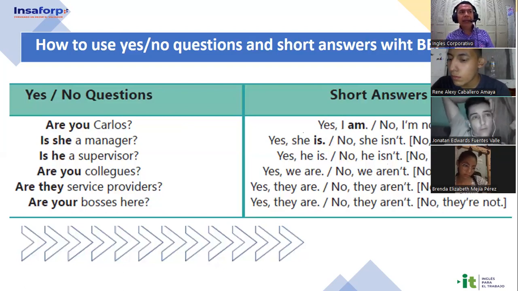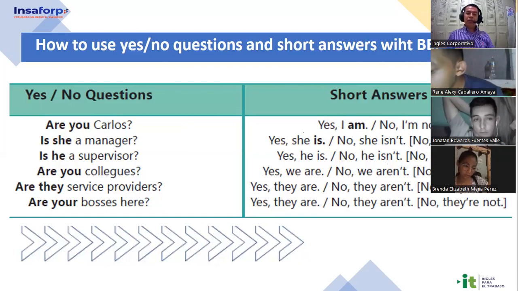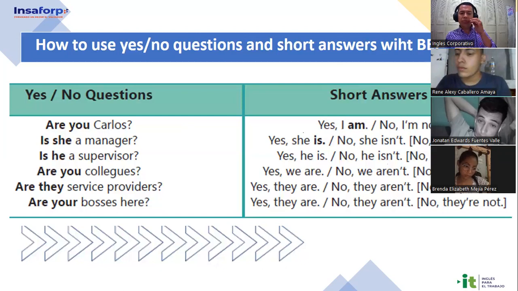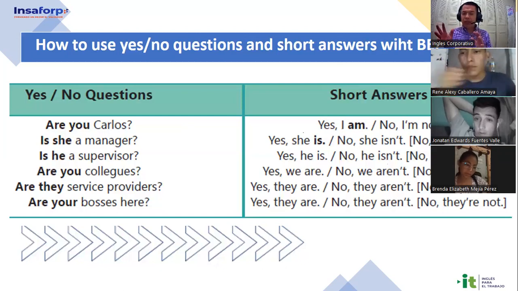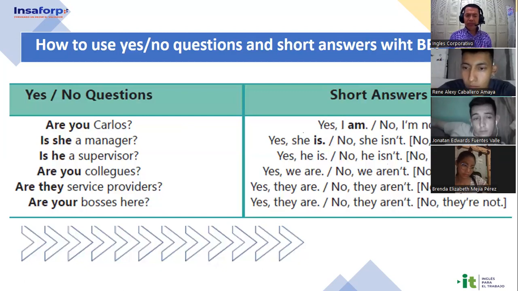Right? And when you say, is she the manager? Yes, she is. Oh, no, she isn't. The other option is, no, she's not, right? Is he a supervisor? Yes, he is. No, he isn't. Oh, no, he's not.